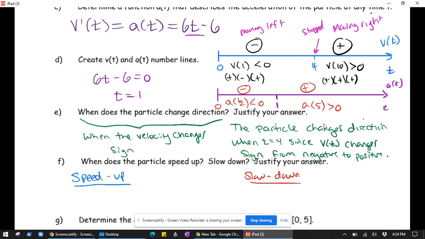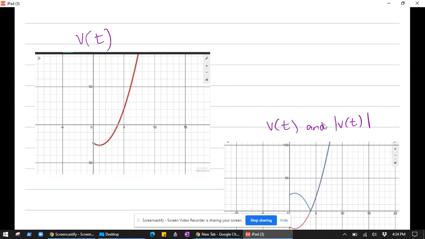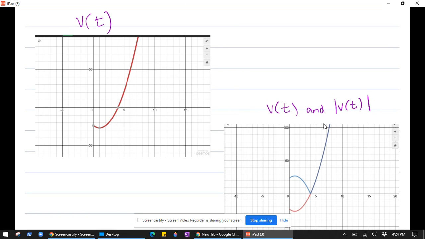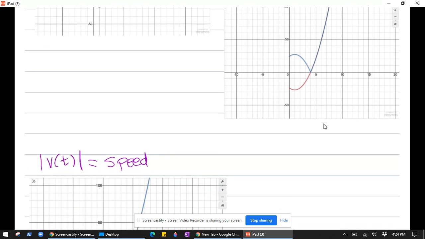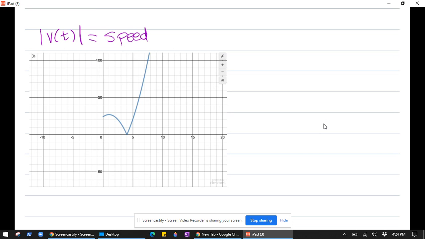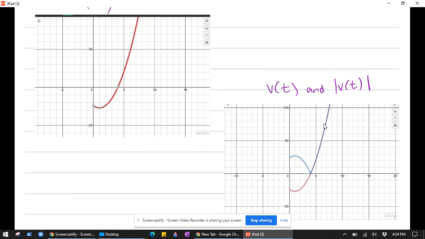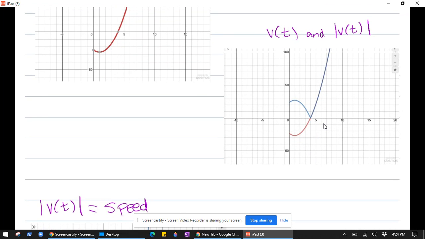So what I'm going to do is I basically took pictures of these graphs in Delta Math just so we can connect it to how we would do it analytically. So there's my velocity function right there. Speed is the absolute value of velocity. So notice when you take the absolute value of a graph, you reflect it over the x-axis. So that's what you see there.